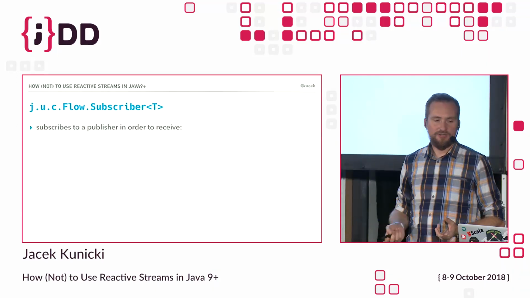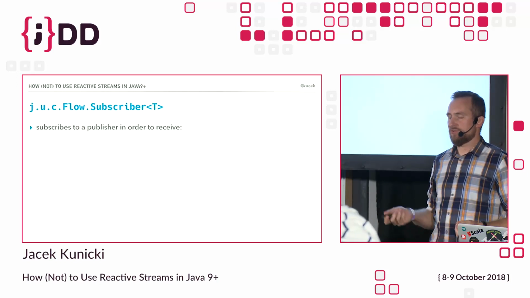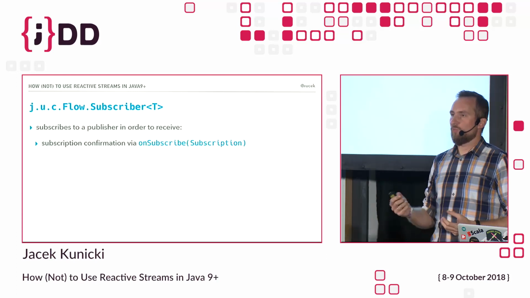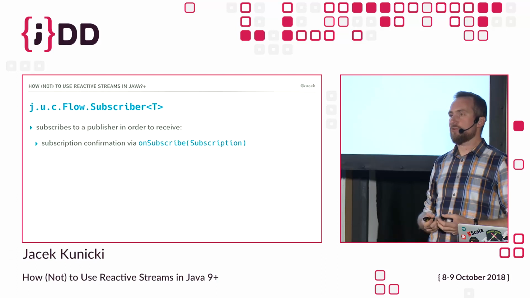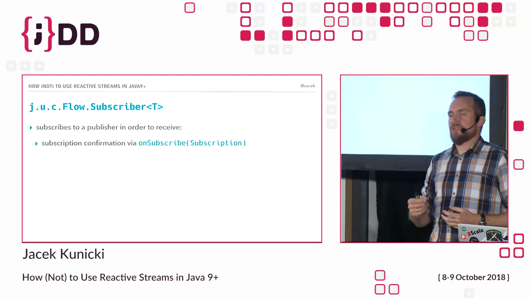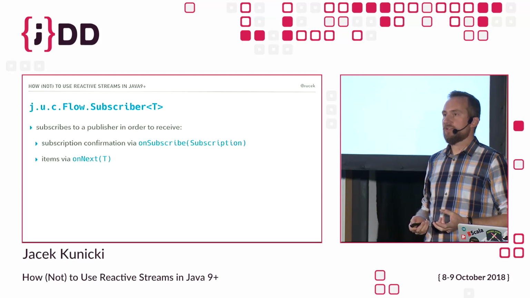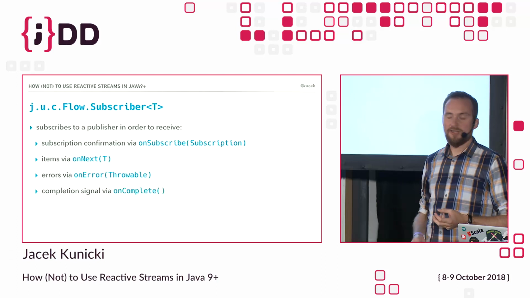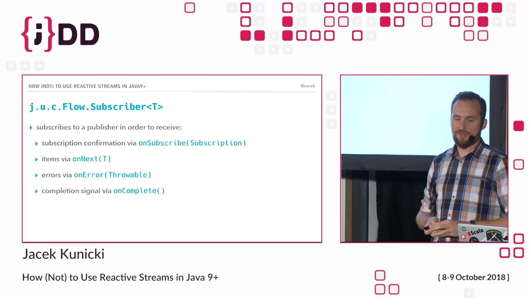Then comes the Subscriber, which, as I said, subscribes to the publisher in order to receive some data. And then it can receive a couple of callbacks. It exposes four methods that can be used. First one is onSubscribe, which is basically a confirmation that the connection has been made. Then it can receive some data with the onNext method. It can receive errors via onError. And eventually, when the pipeline is complete, it can receive a completion signal.